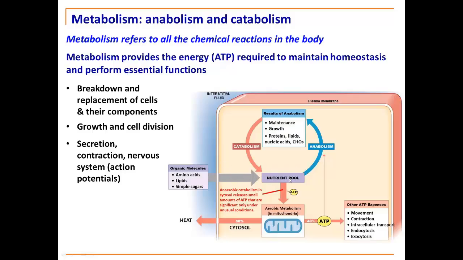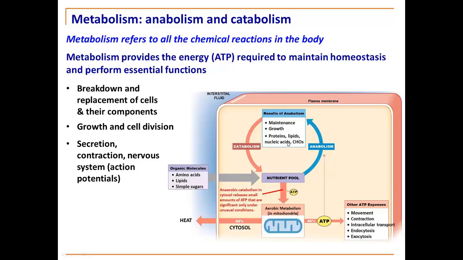Now, we can use ATP in times when we've got lots and lots of nutrients. We then want to store it. So that's anabolism. It uses ATP, and it stores energy. So amino acids as proteins, lipids as triglycerides, simple sugars as glycogen. But it also allows us maintenance features. It allows us growth. And as I said, it's making those proteins, those lipids, those carbohydrates, and nucleic acids, so your DNA and your RNA.